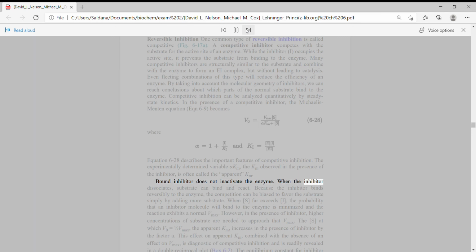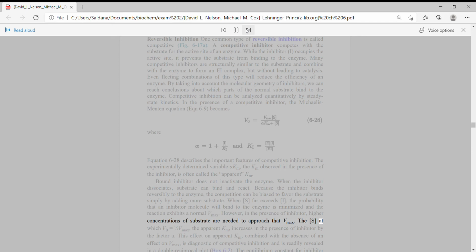When the inhibitor dissociates, substrate can bind and react. Because the inhibitor binds reversibly to the enzyme, the competition can be biased to favor the substrate simply by adding more substrate. When [S] far exceeds [I], the probability that an inhibitor molecule will bind to the enzyme is minimized, and the reaction exhibits a normal Vmax. However, in the presence of inhibitor, higher concentrations of substrate are needed to approach that Vmax.